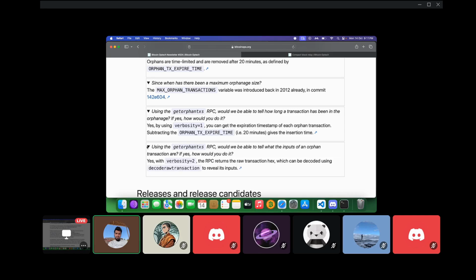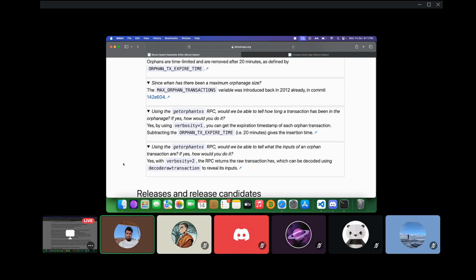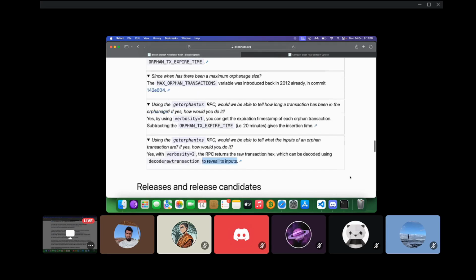Using the getorphantransactions RPC, would we be able to tell what the inputs of an orphan transaction are? If yes, how would you do it? Yes, with verbosity equals 2, the RPC returns a raw transaction hex, which can be decoded using decoderawtransaction to reveal the inputs. So if you use verbosity 2, and the inputs of an orphan transaction are detected, then it will show you what those inputs are.